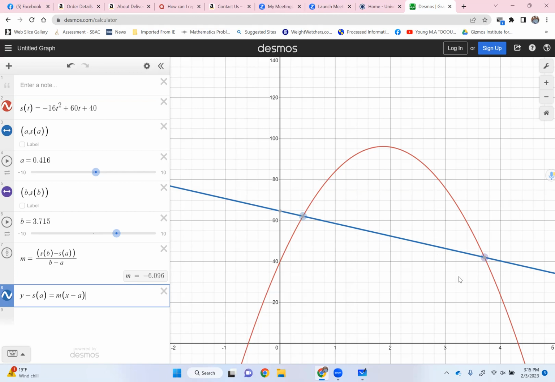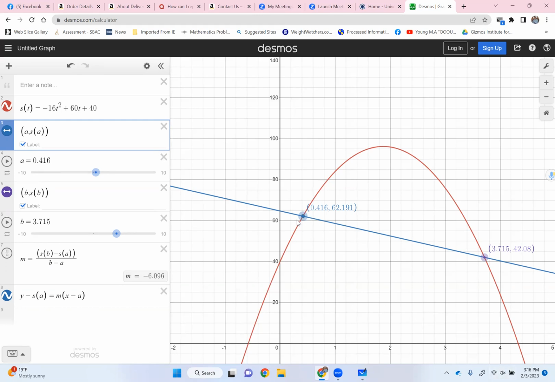And there it is. Now, here's the beautiful thing. Let's label it. If we put in labels, we'll know these. Okay, we know that s of a is equal to 62.191, we know that m is equal to -6.096, and we know that a is equal to 0.416. So the equation for this line is y minus 62.191 is equal to -6.096 times x minus 0.416.